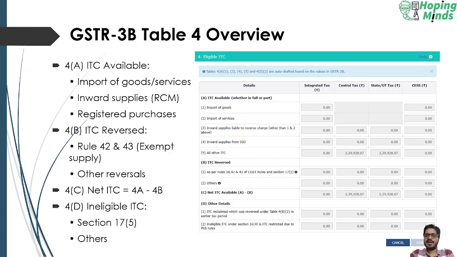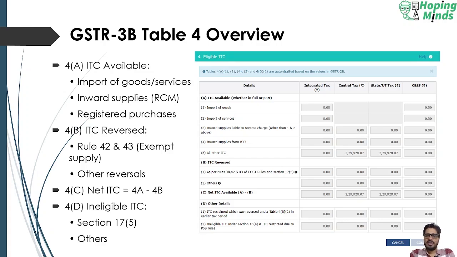Then comes ITC reversed. All the reversal of input tax credit as per rule 38, 42 and 43 are declared under table 4B. So the supplier of exempt goods or services cannot claim the input tax credit, or if such supplier is engaged in the supply of partially taxable goods and partially exempt goods, then proportionate reversal has to be made as per rule 42 and 43. Also, all the inputs that accrue from purchases or expenses that are personal in nature are also required to be reversed under this table.